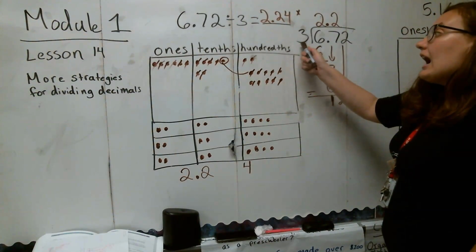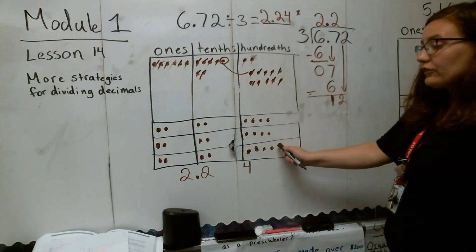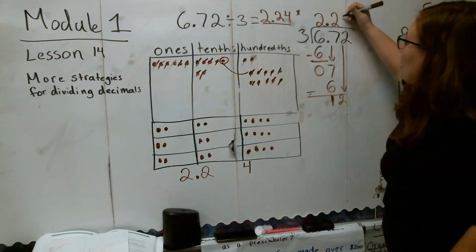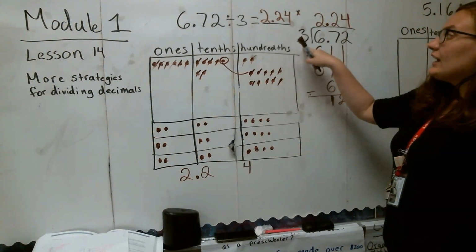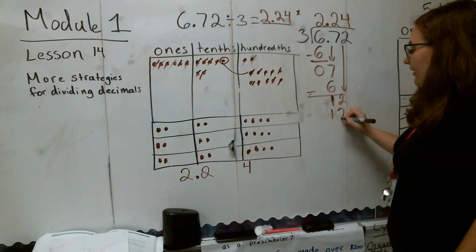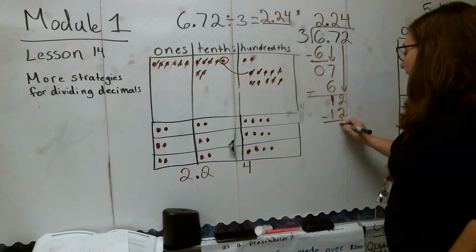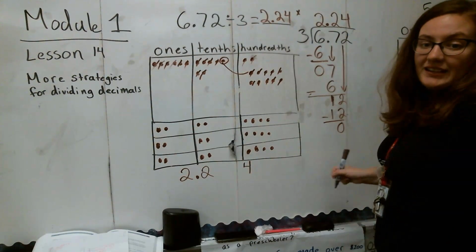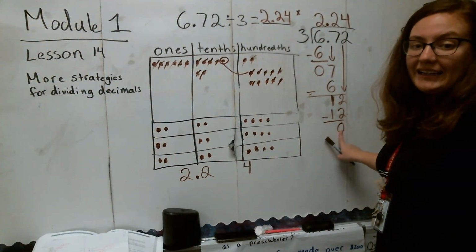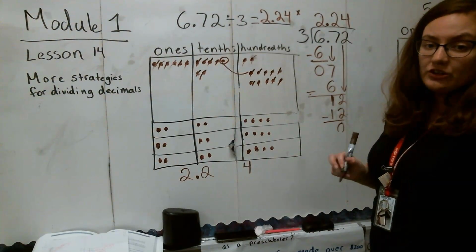So I need to figure out how many times can 3 go into 12. Well, 3 can go into 12 4 times. So I put a 4 up here. And then I do 3 times 4 is 12. I subtract 12 minus 12, and that gives me 0. Since I have a remainder of 0, that means I can stop. And again, I got a final answer of 2 and 24 hundredths.